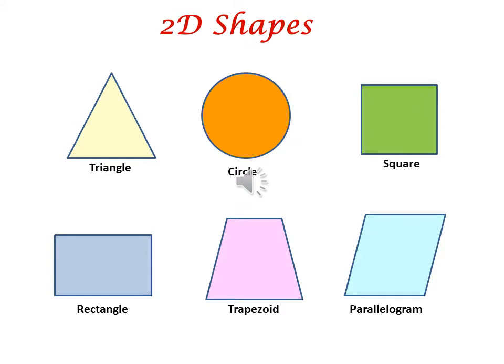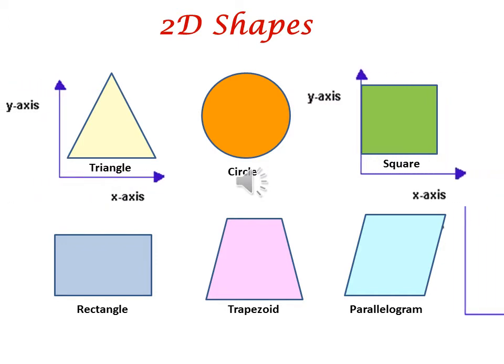Various examples of 2D shapes are triangle, circle, square, rectangle, trapezoid, parallelogram. These shapes all have two dimensions, x-axis and y-axis.